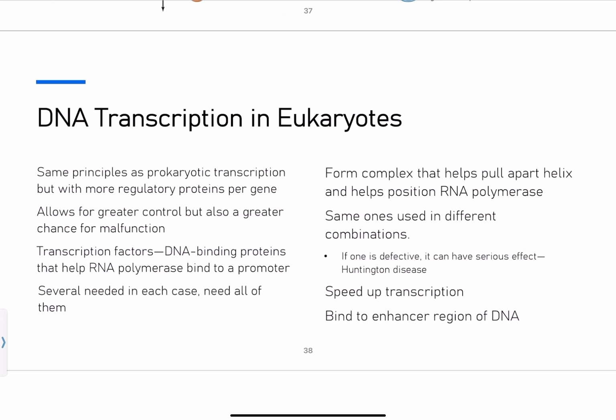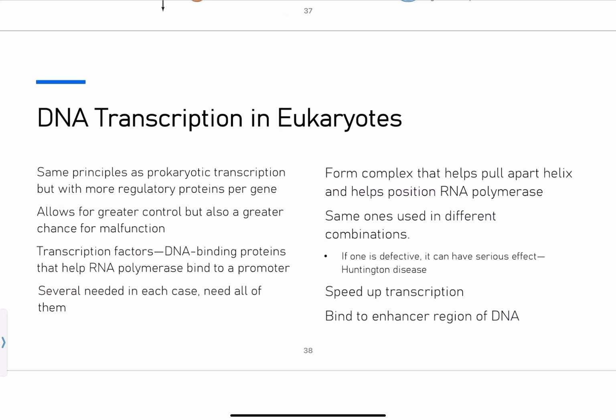And they don't just bind randomly, they actually form a complex that's going to help unwind the DNA helix and help position that RNA polymerase correctly. And these factors can be reused in different combinations in order to control multiple genes. This also means that even if one transcription factor is defective, the consequences can be severe because they all accumulate and act together. And mutations in transcription factor genes are associated with a lot of diseases, one of which is Huntington's disease, which we did talk about previously.